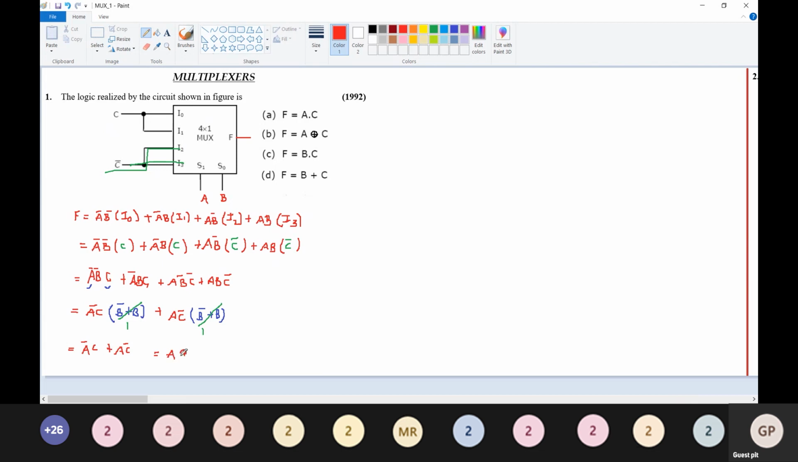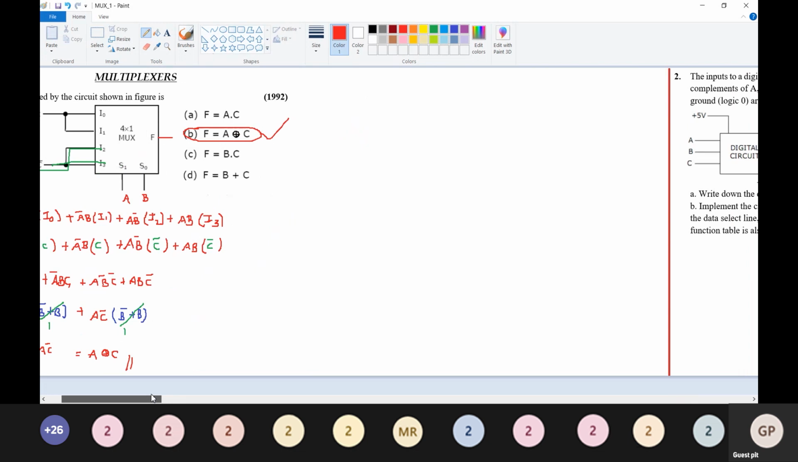A XOR C. So this is your final answer. A XOR C matches with this option. So option B is your correct answer. We'll move to the next question.